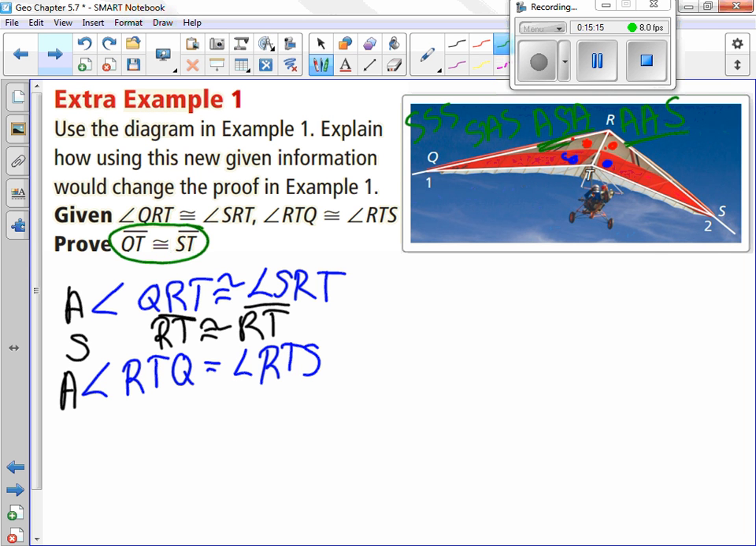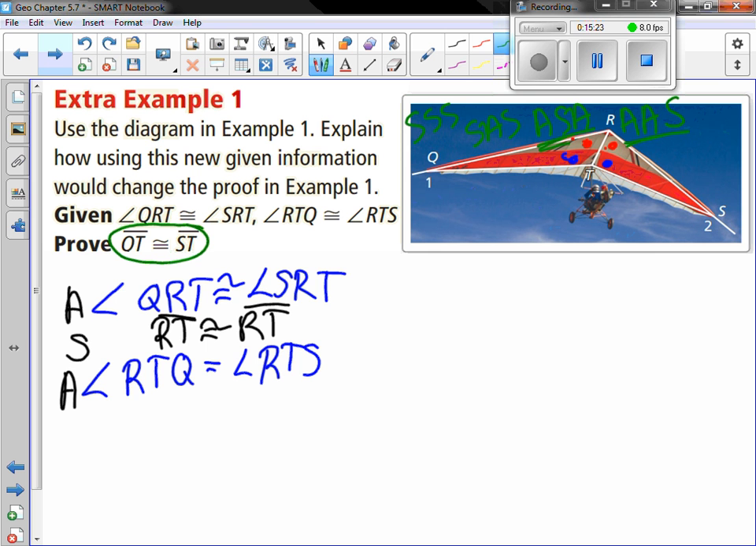There's only two that have two angles. We need another side. We do not have a congruency shortcut that has three angles. Sorry, we do have one that has three sides, but we don't have one that has three angles. So since we were given two angles, we need a side. That's the only way this is going to work.